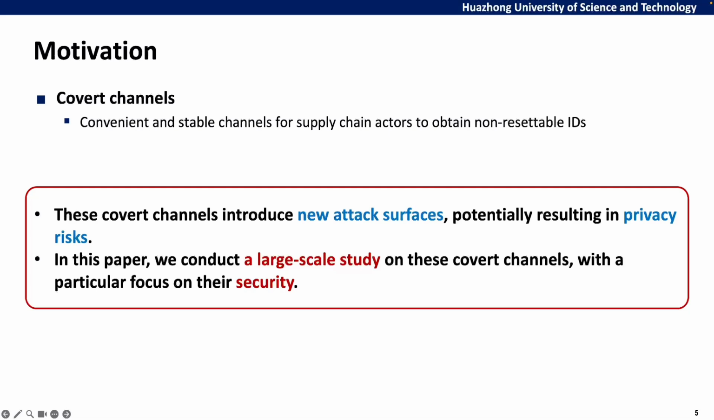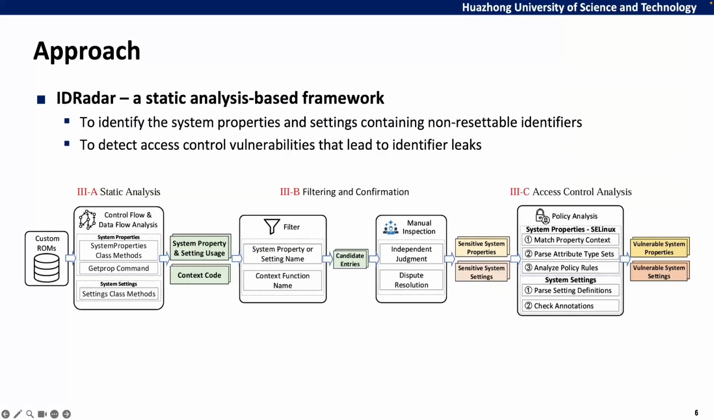So, in this paper, we conduct a large-scale study of custom Android systems to examine these covert channels, with a particular focus on their security and access control weaknesses. To achieve this, we introduce Identifiers, a systematic analysis framework that identifies system properties and settings exposing non-resettable device identifiers, and more importantly, detects access control vulnerabilities that can lead to identifier leaks.